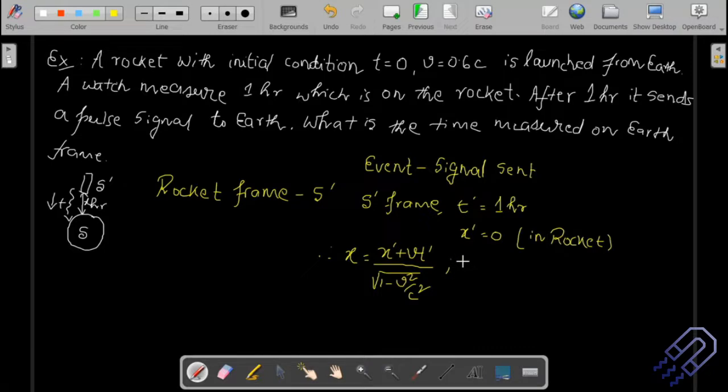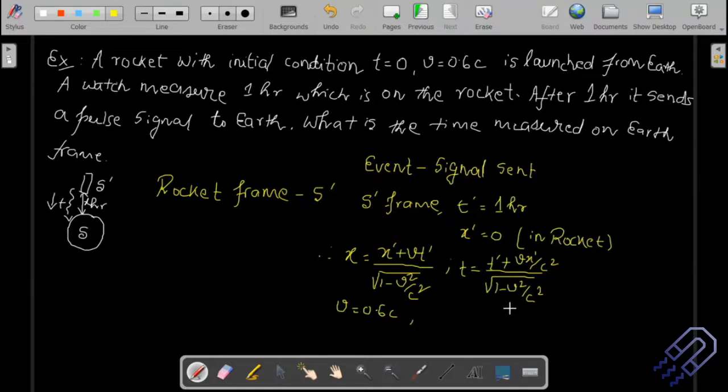And then we also have the relation for time, which is t is equal to t prime plus v x prime by c square, divided by the square root of 1 minus v square by c square. You can check that. We have already written this in your notes. It should be there. Now, it's already given that v is equal to 0.6 c. So that means we can actually measure it here.